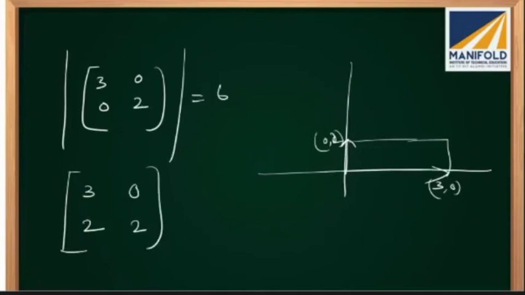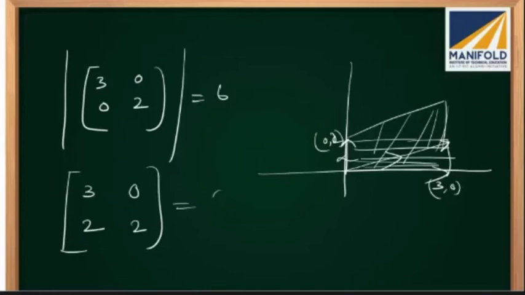Now you plot this column space. 3, 2 is the first vector, and the second vector is 0, 2. Now these two vectors form another parallelogram, and this parallelogram's area will be the same as this rectangular area. That is the idea which I tried to prove. Is the concept clear to you?